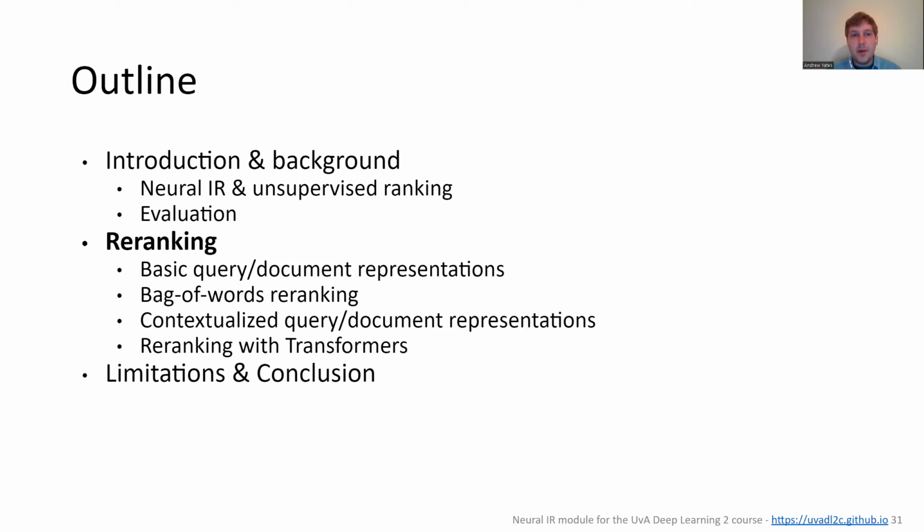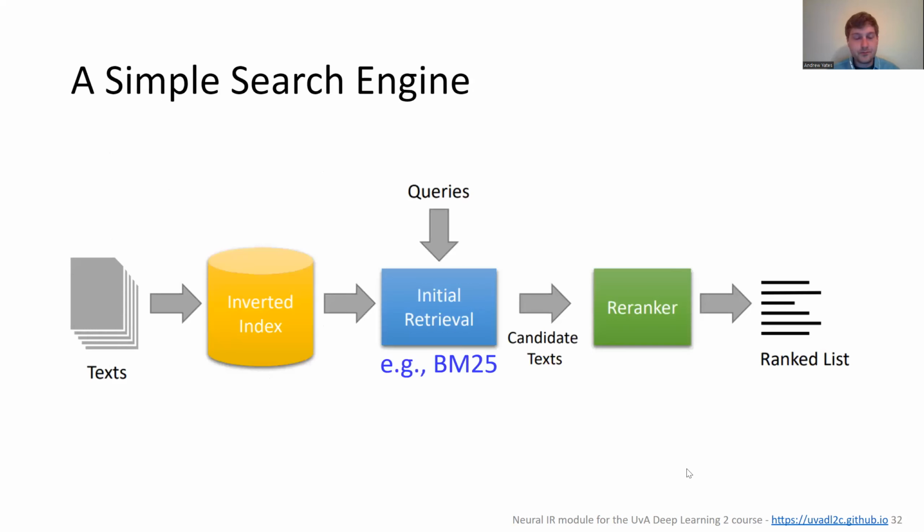So we'll start with some basic or bag of words approaches for representing queries and documents and for re-ranking them. And then we'll move to more modern approaches where we use contextualized representations and we use transformers, for example BERT, if you've heard of this method before, for re-ranking. But before we get into all of that, I need to explain a bit what re-ranking actually means.